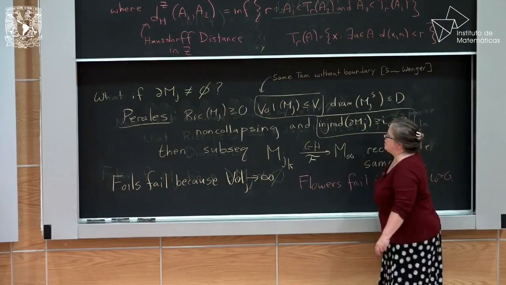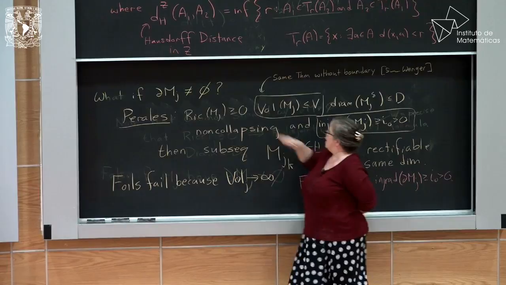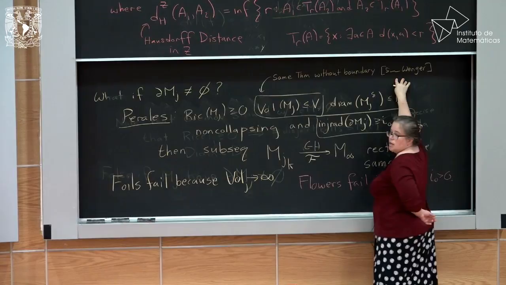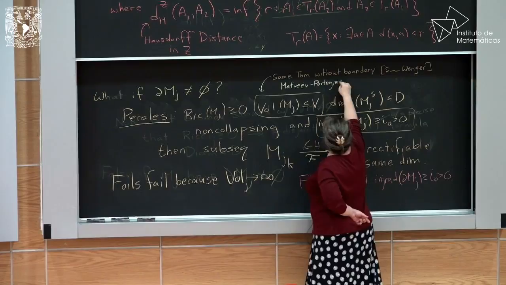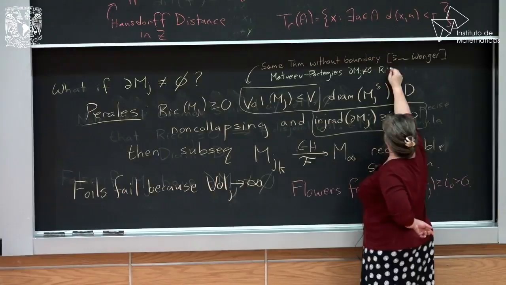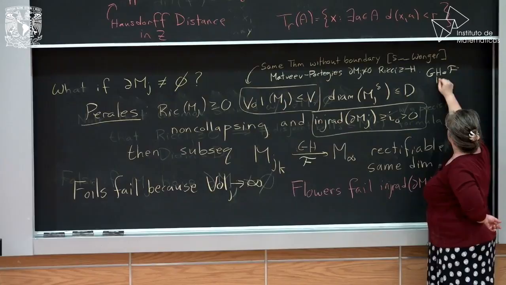We also need the non-collapsing, because if it collapses, that's when the volume goes to zero. We have the volume because Ricci and diameter upper bound implies the volume upper bound. So we have the same theorem in our paper, and then Matveev and Portegies recently extended the non-boundary case, where the boundary of M_j is empty, but Ricci is allowed to have a negative lower bound. And they got the result that the Gromov-Hausdorff and flat limits agree in that setting as well.